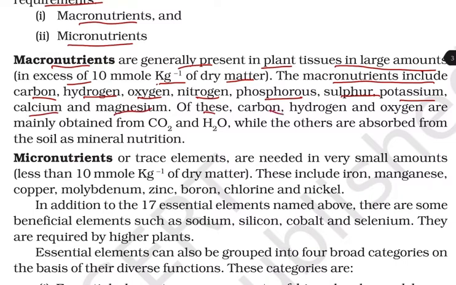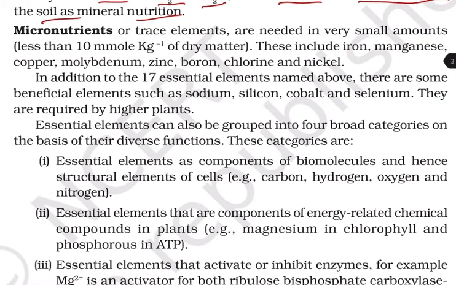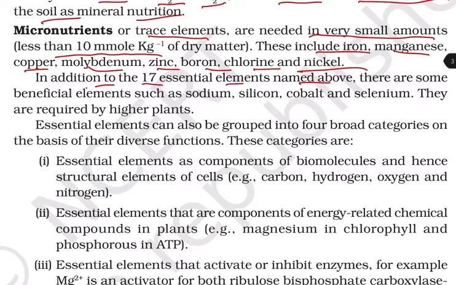Of these, carbon, hydrogen, and oxygen are mainly obtained from CO2 and H2O, while the others are absorbed from the soil as mineral nutrition. Micronutrients or trace elements are needed in very small amounts, that is less than 10 millimole per kg of dry matter. These include iron, manganese, copper, molybdenum, zinc, boron, chlorine, and nickel. In addition to the 17 essential elements named above, there are some beneficial elements such as sodium, silicon, cobalt, and selenium. They are required by some higher plants.